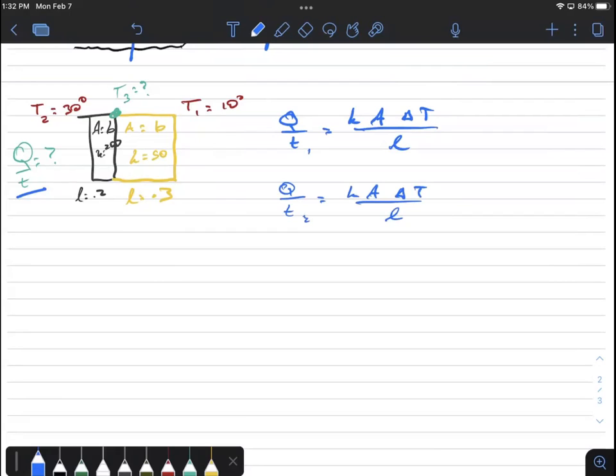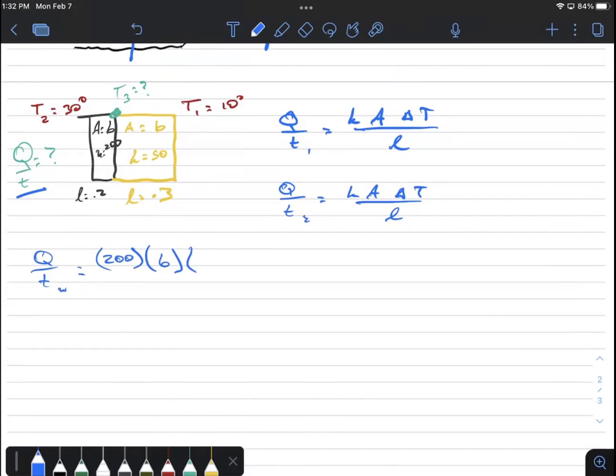For instance, let me do it for the first material. Q over T for the wall. What is it? Well, it's K for the wall, which is 200, times A for the wall, 6, times delta T. Now remember what delta T means. Delta T means the difference in temperature on either side of the object.